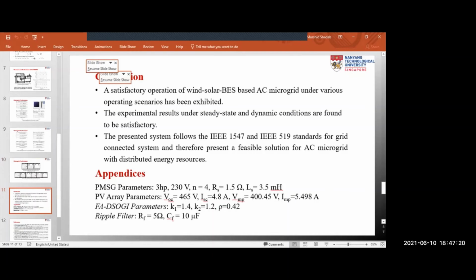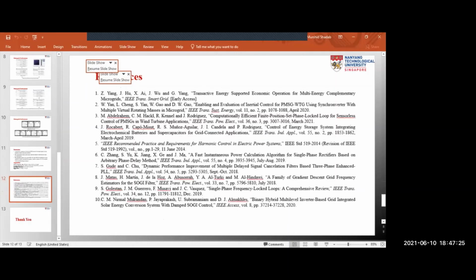These are the system parameters used for hardware validation. These are some of the references. Thank you.